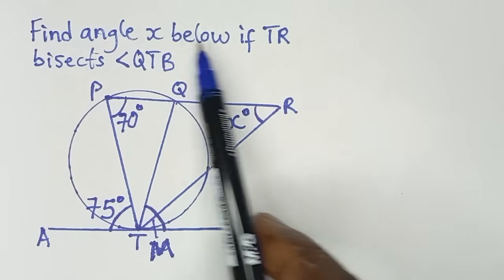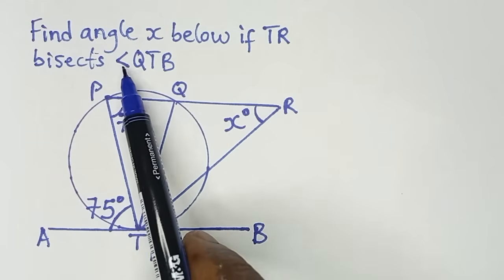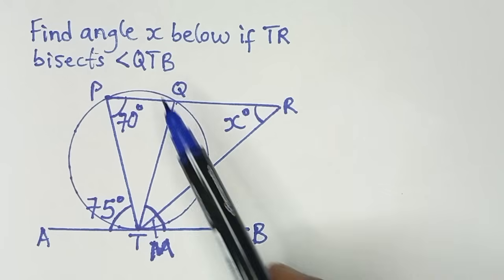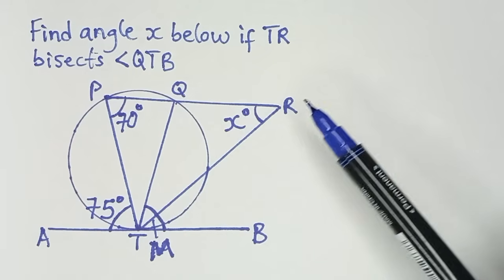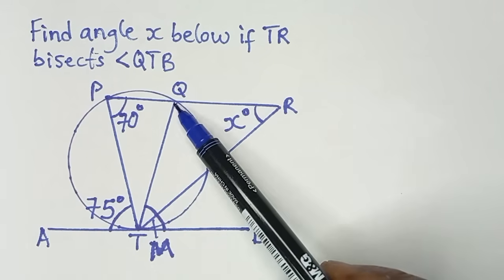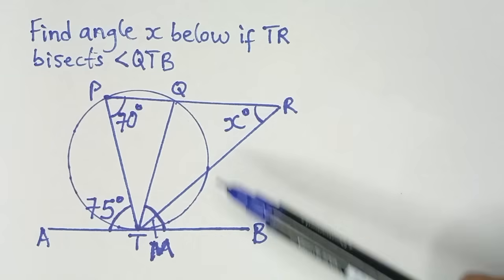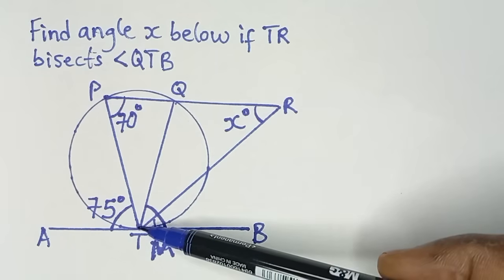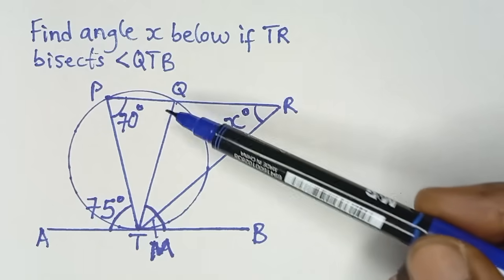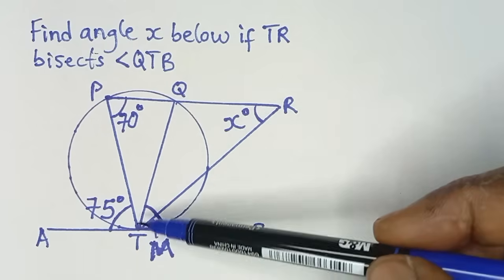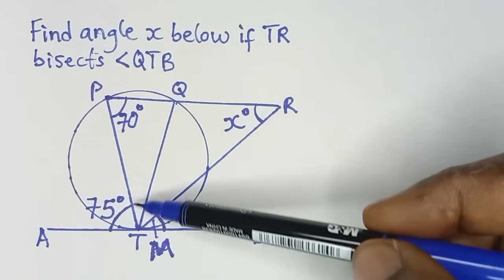Find angle X below if TR bisects angle QTB. Now we are told that this line TR is bisecting this angle QTB. So what we just need to look at there now is this chord TQ. This chord TQ has an opposite angle inside the triangle that it forms.